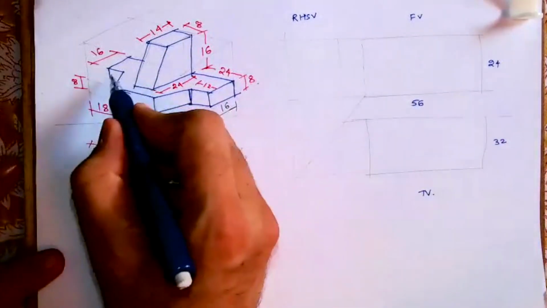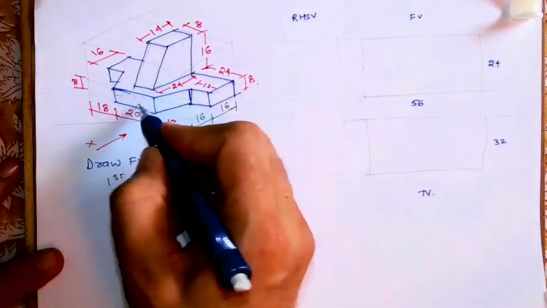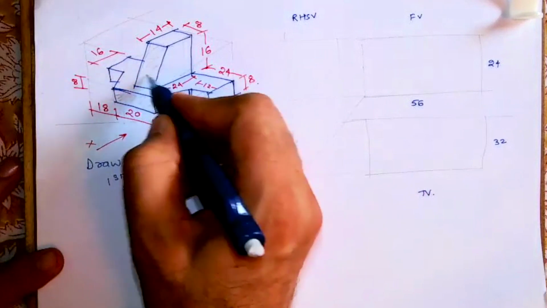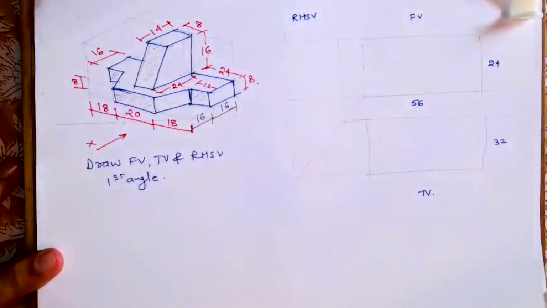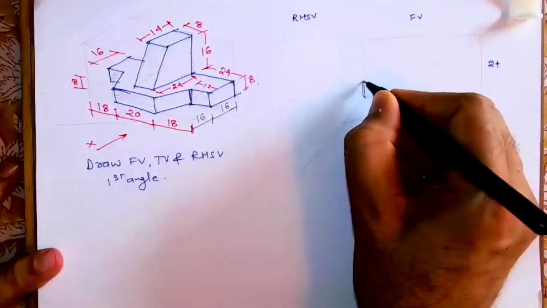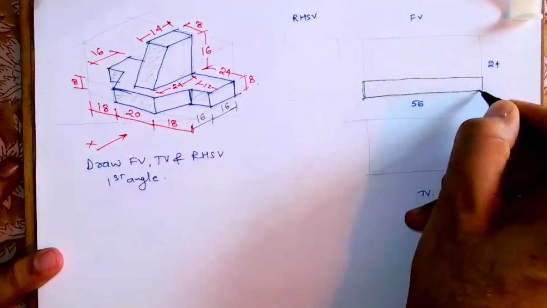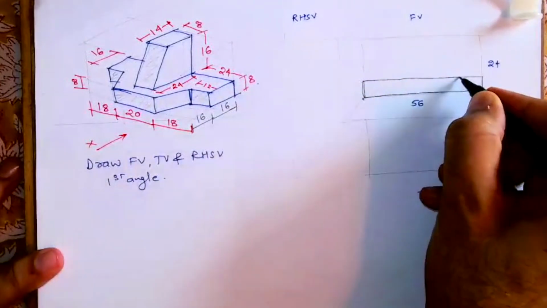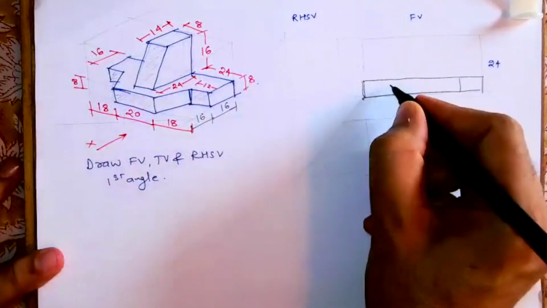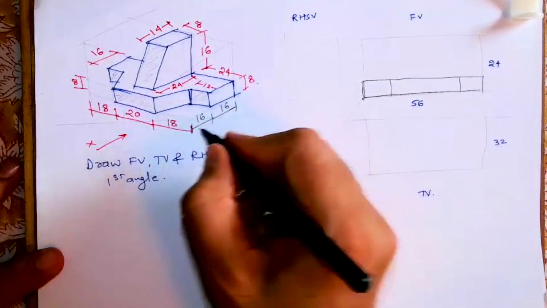When you see from the front, you'll see this part. This part, this part, this part, and this part, right? So I'll take height 8 mm. And there will be a full line like this. This is how much? 16. Other side also 16. Then we have 20.